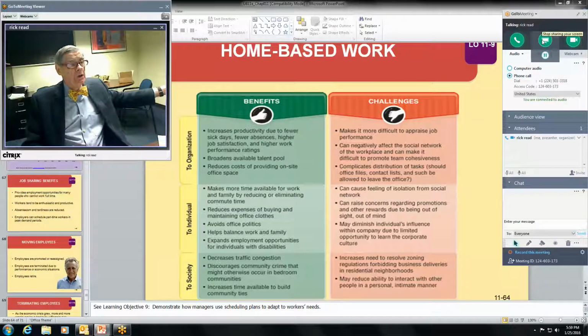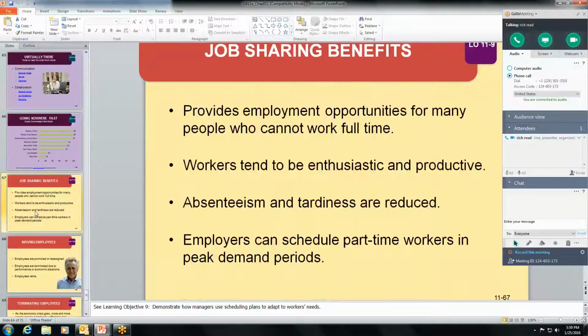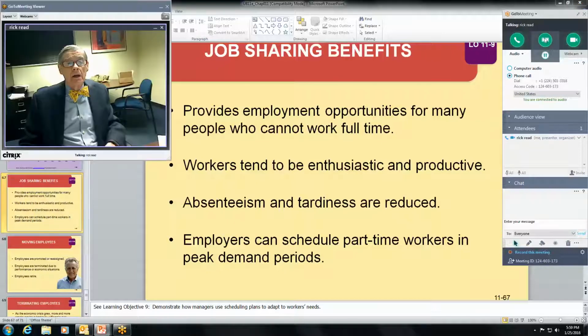Job sharing. There's some benefits to job sharing. Normally, 2 part-time people hold 1 full-time job. There is some thought of motivation and freshness and things of that nature.